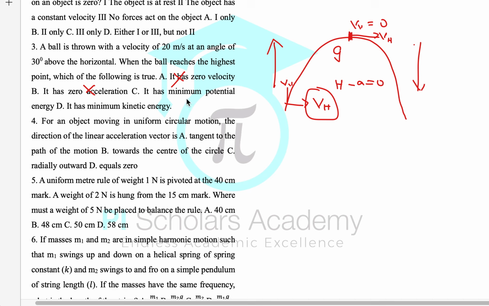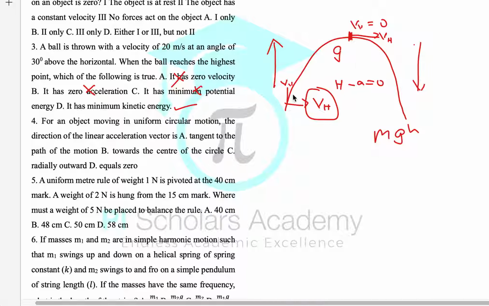Next, it has minimum potential energy. In this case, we are dealing with gravitational potential energy, which is given as mgh: mass times gravity times height. Since it has reached its maximum height here, at this point it has its maximum potential energy. Potential energy is not minimum here. The last option says that it has minimum kinetic energy. That's going to be our answer, so let's look at it.